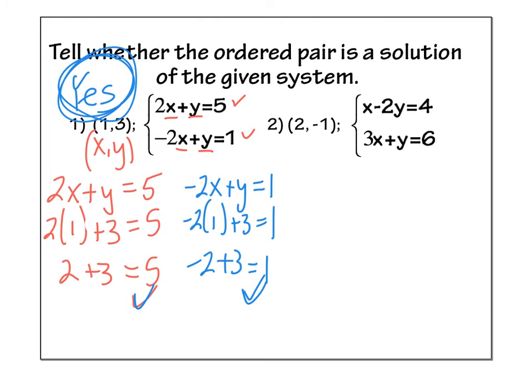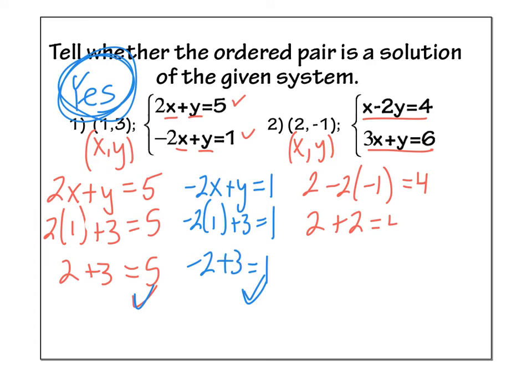Number 2, same drill, x comma y. The top equation, the bottom equation, let's do it. X equals 2 on the top, minus 2 times y, which is negative 1. We're trying to figure out if it's equal to positive 4. Well, negative 2 times negative 1 is positive 2. And hey, guess what? 2 plus 2 is indeed equal to 4.